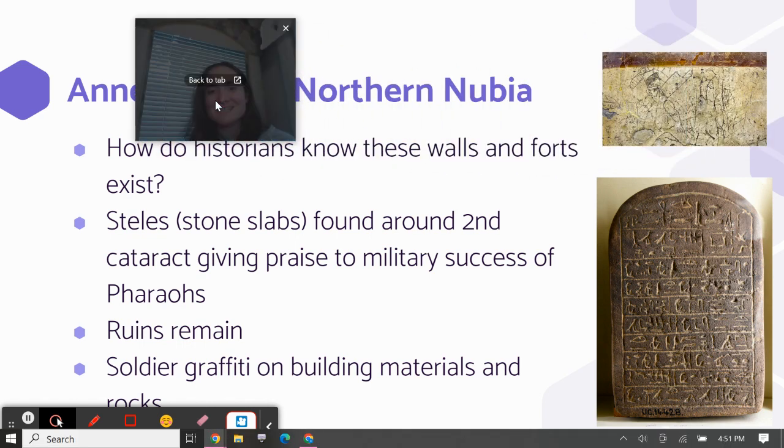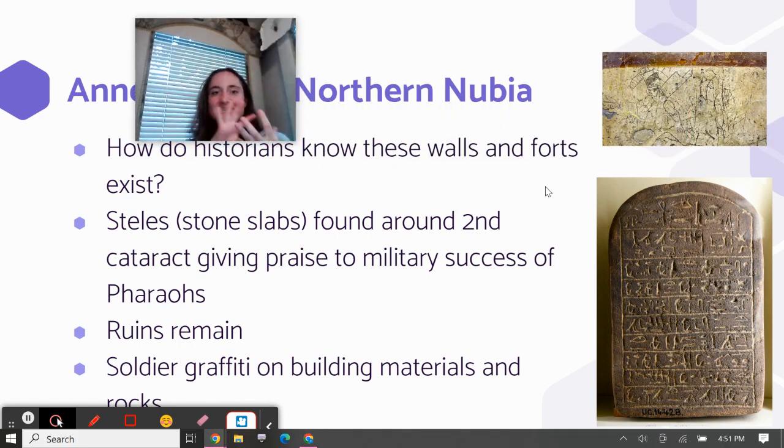They're stone slabs found around the second cataract, giving praise to the military success of Pharaoh. I know we can't read this as English readers, but this describes how this Pharaoh got this piece of land and built this fort here, and it's pretty much a memorial to that. Also, ruins remain, as you saw on the last slide. There were pictures of it because they still stand even today.